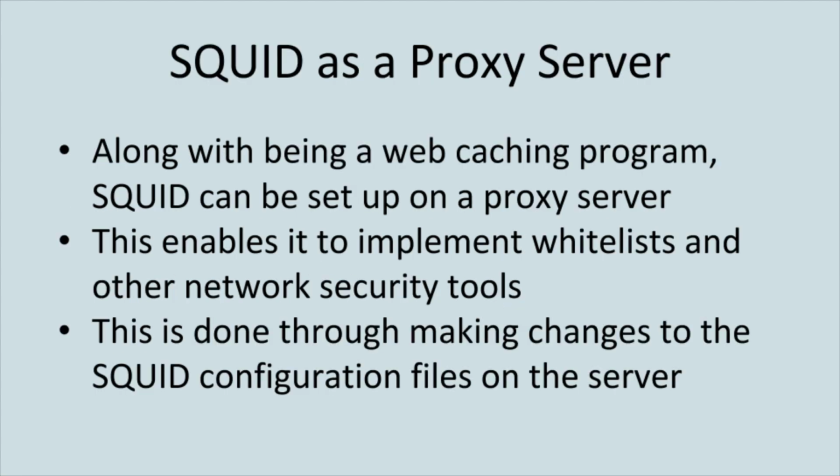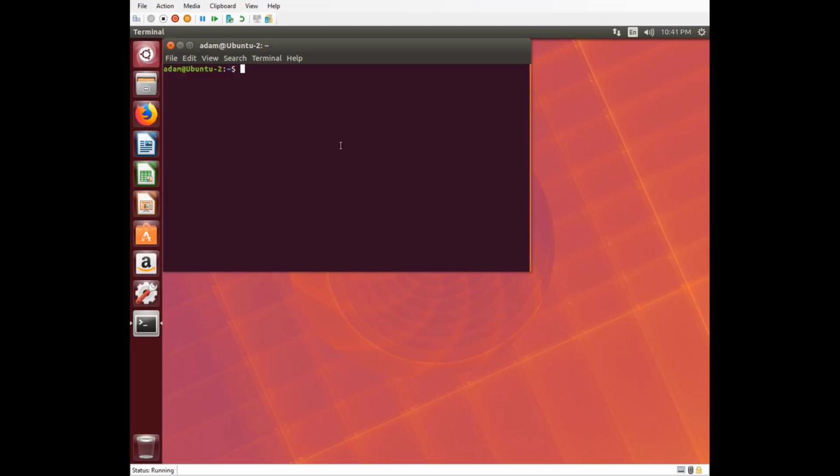In order to use Squid as a whitelisting program, it has to be downloaded onto a proxy server. After downloading and installing it onto the proxy server, you go into the configuration files through the terminal and make changes to the whitelist area. You can add or take away IP addresses or domain names, depending on whether or not you've already had it set up as a proxy, as a whitelisting program. And then once you're done, you refresh the program and it should work as a fully functional whitelisting program on a proxy server. So I'm going to show how to set up and install Squid.